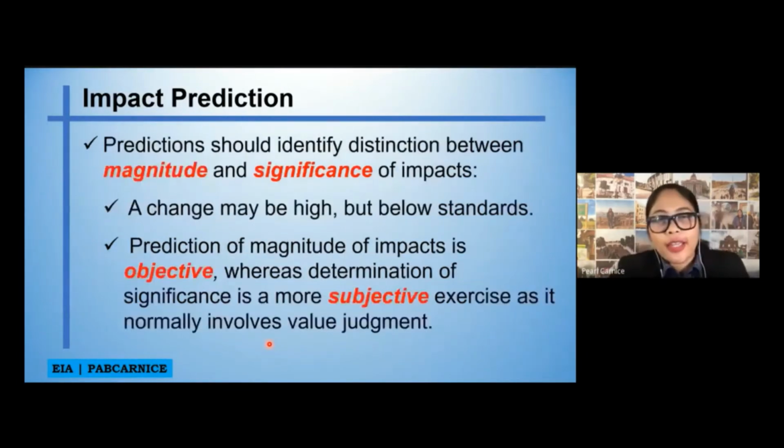Predictions should also identify the distinction between magnitude and significance of impact, in which when we say magnitude and significance, it's more of a change may be high but below the standards. That is why during the EIA study, there are predictions that we have to quantify as to what is the veracity of magnitude and its significance.